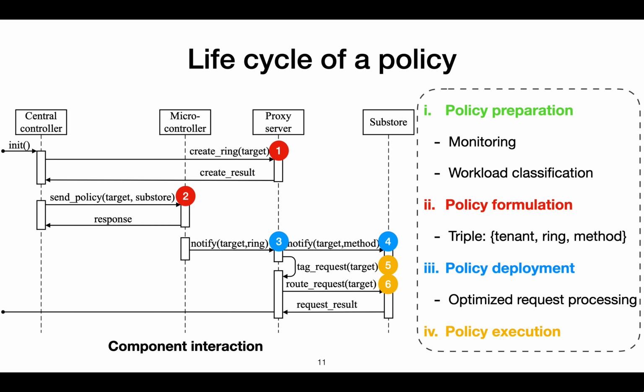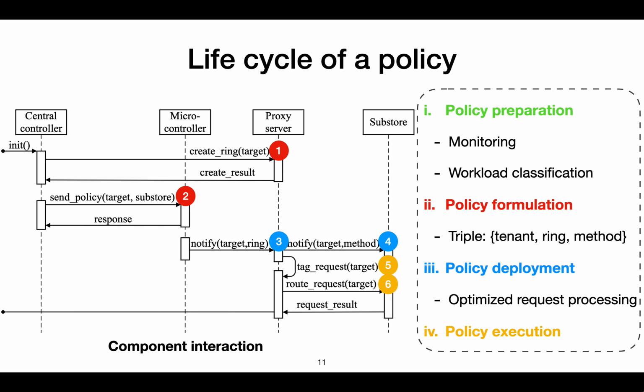Then comes the policy formulation stage. By controlling the creation of a specific ring, the central controller is able to connect the workload with the substore. The policy is in a triple format, including the tenant information of the workload, the specific ring index, and the optimized method to perform in the substore. Then, the central controller creates a dedicated microcontroller and hands over the policy.